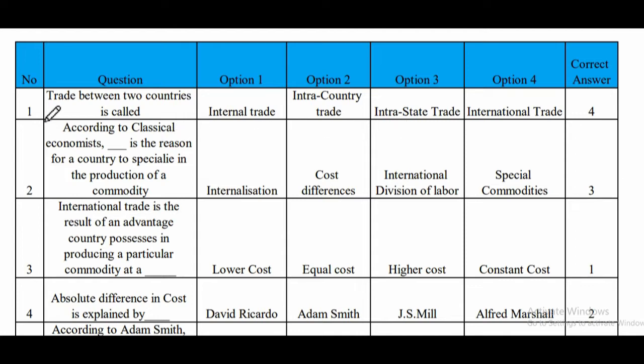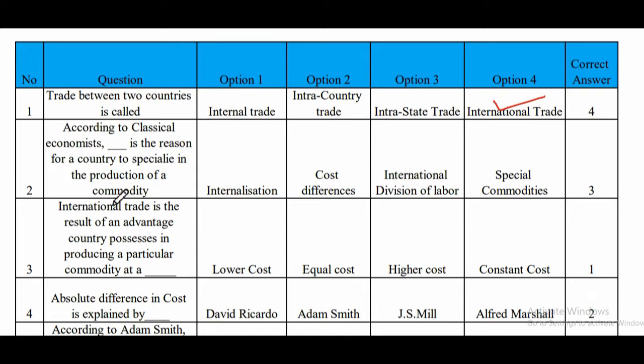So let's start. We have question number 1: trade between two countries is called, option 1, internal trade; option 2, intra-country trade; option 3, intrastate trade; and option 4, international trade. Now please remember that whenever there is trade between two or more countries, it is always called international trade. So the correct answer over here is international trade.